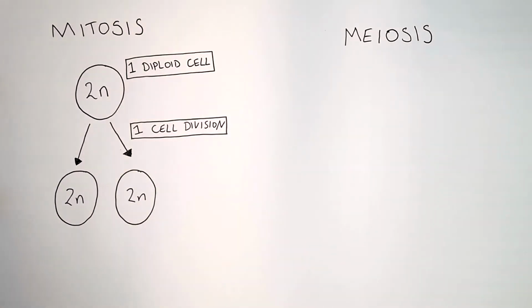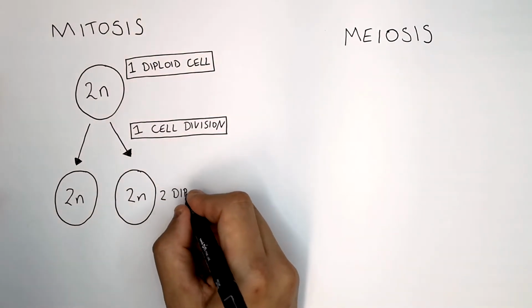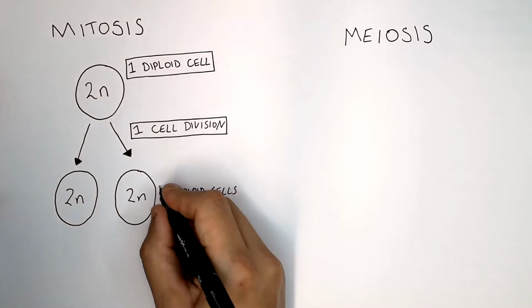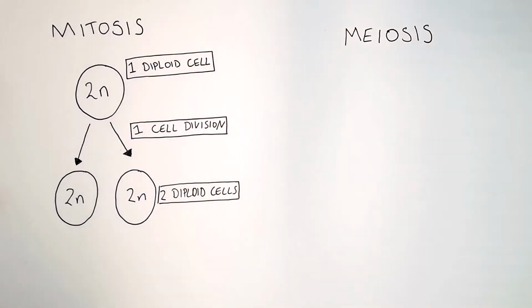So two cells are formed and they are two diploid body cells. They are genetically identical cells. So mitosis is when one diploid cell divides once to form two diploid body cells that are genetically identical.